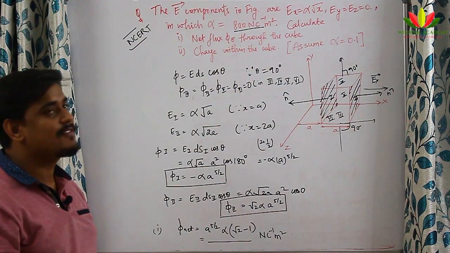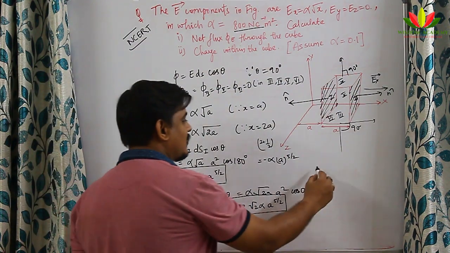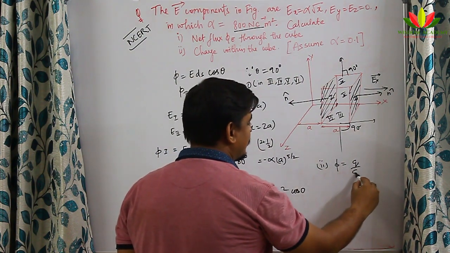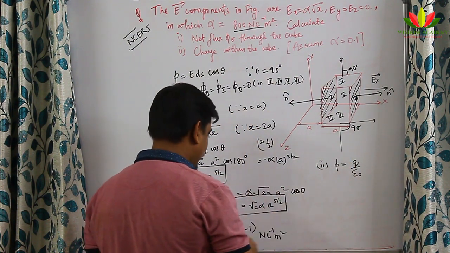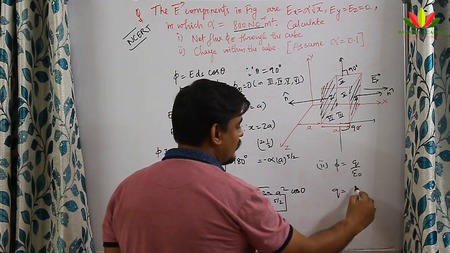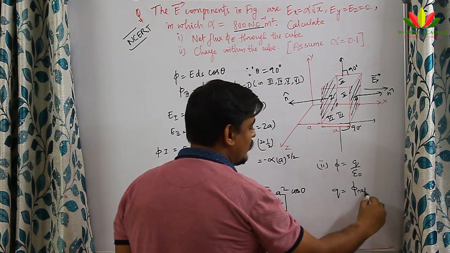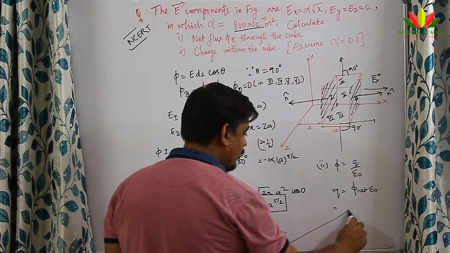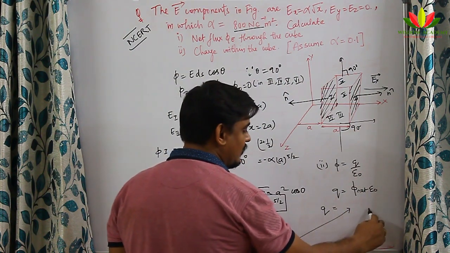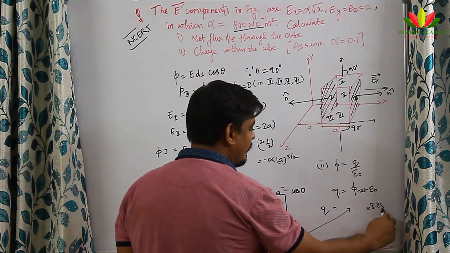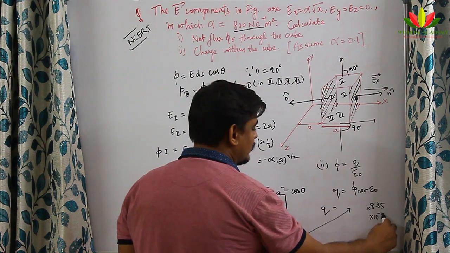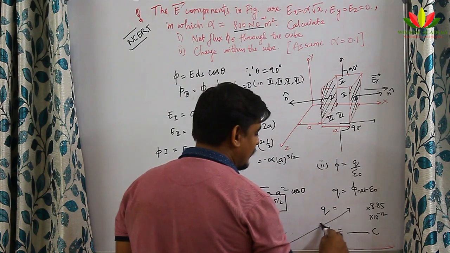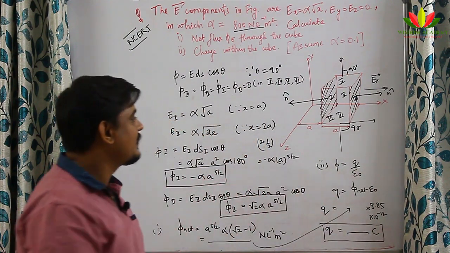Second part says charge within the cube. Now you can use Gauss law. Gauss law says that phi is equal to q by epsilon naught. I got the value of phi from here. So what will be q? Q will be equal to phi net into epsilon naught. So phi net value we can use from here and put, and what will be the value of epsilon naught? That we know it is 8.85 into 10 to the power minus 12. So when you solve this, you will get this much coulomb as the charge. This will be the answer of the second part. So this is how we solve this question.